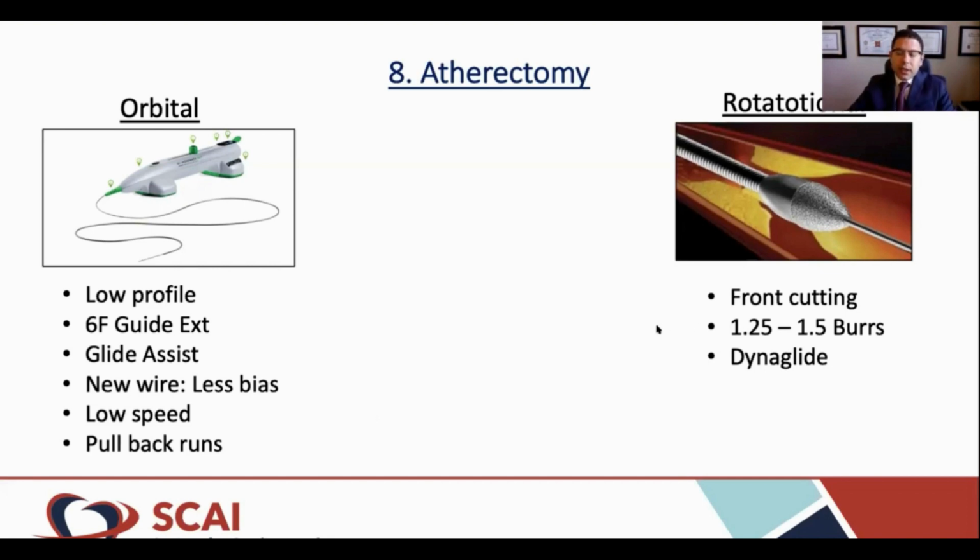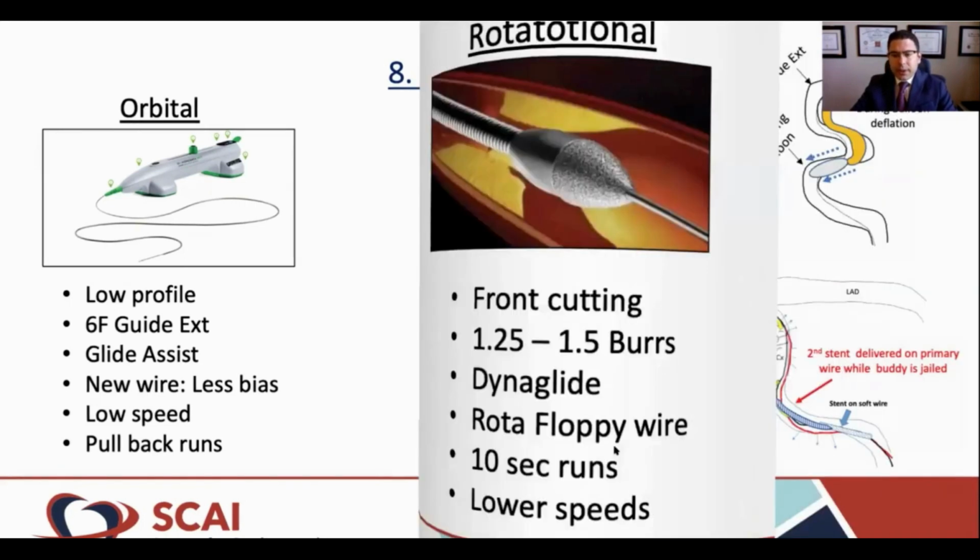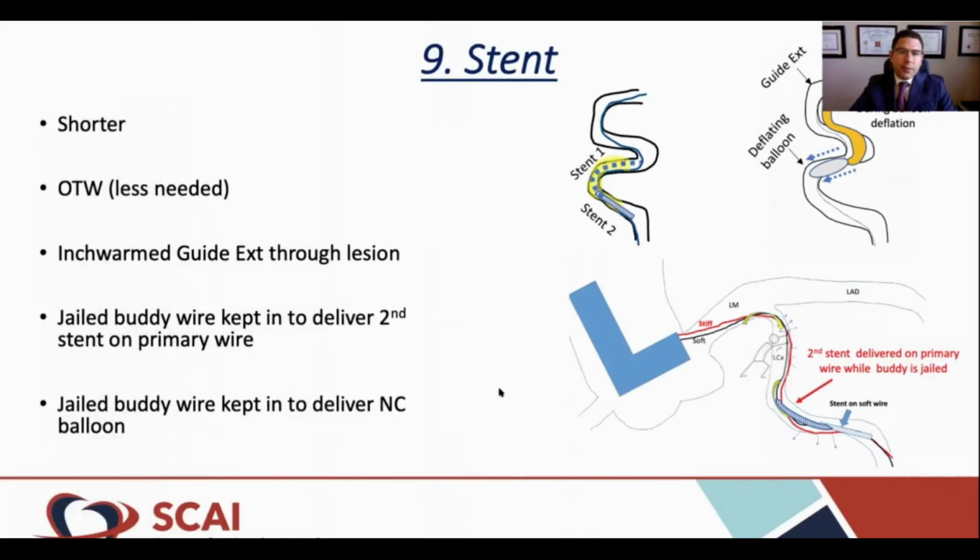Rotational atherectomy is obviously advantageous in the fact that it's front cutting, especially when you're having a hard time crossing. We don't recommend anything beyond 1.5 burrs so that risk of perforation is minimized. Dynaglide is the option to go when you get stuck. Rota floppy wire is super important to choose rather than the extra support to minimize pseudo lesions. And of course, short runs with low speed, less than 160,000 RPM.